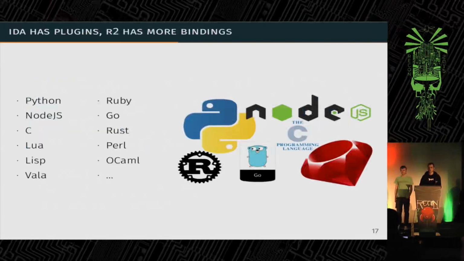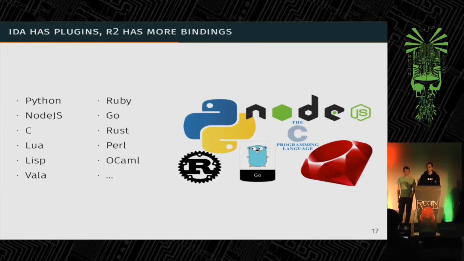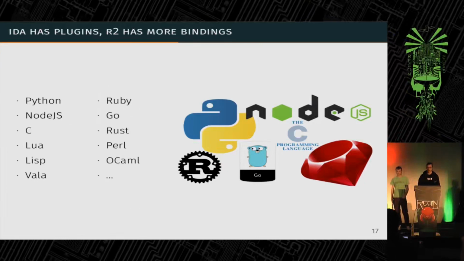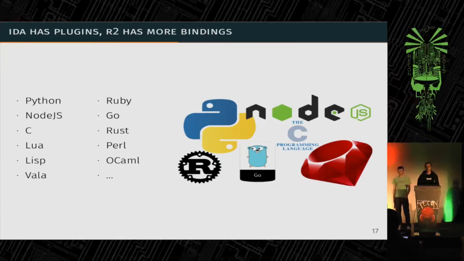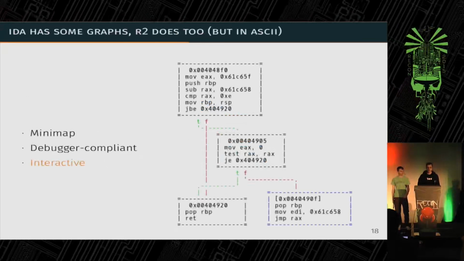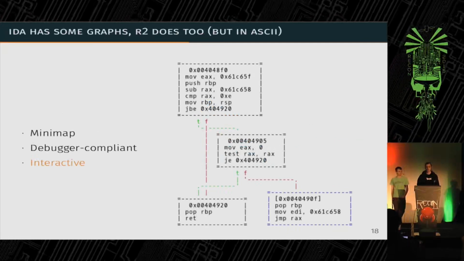IDA has some plugins, and we've got more bindings. Yeah, we should have written the bindings list. Python, Node.js, Lua, Vala, Lisp, OCaml, whatever you want. We've got really a shitload of bindings in R2 pipe. Even Node.js, I don't know why. IDA has some graph, and R2 does, but in ASCII art.